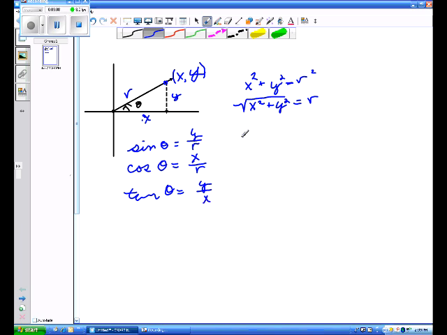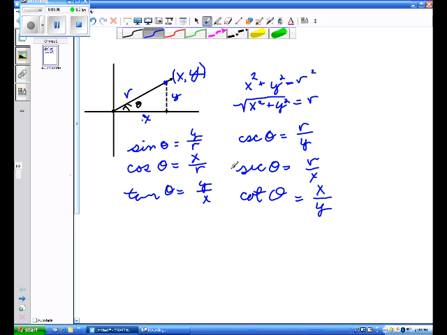Then we have the cosecant of the angle, which is the reciprocal of sine. It's defined to be r over y. The secant is the reciprocal of the cosine, and it's defined to be r over x. And the cotangent is the reciprocal of tangent, x over y.